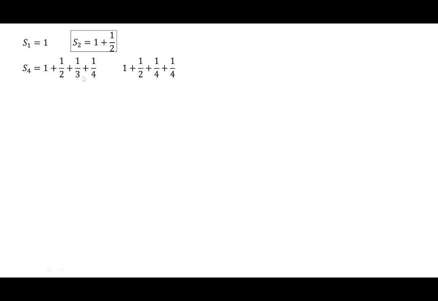Now, what do you think? This sum compared to this sum, which one is bigger? Would you agree that the left side sum with a 1/3 should be bigger than this one with a 1/4? Yeah. Why is that? Because when you look at two fractions, say 1/3 and 1/4, which one is bigger? The one with a smaller denominator. The numerators are the same, so the one with the smaller denominator is going to be bigger as a fraction.